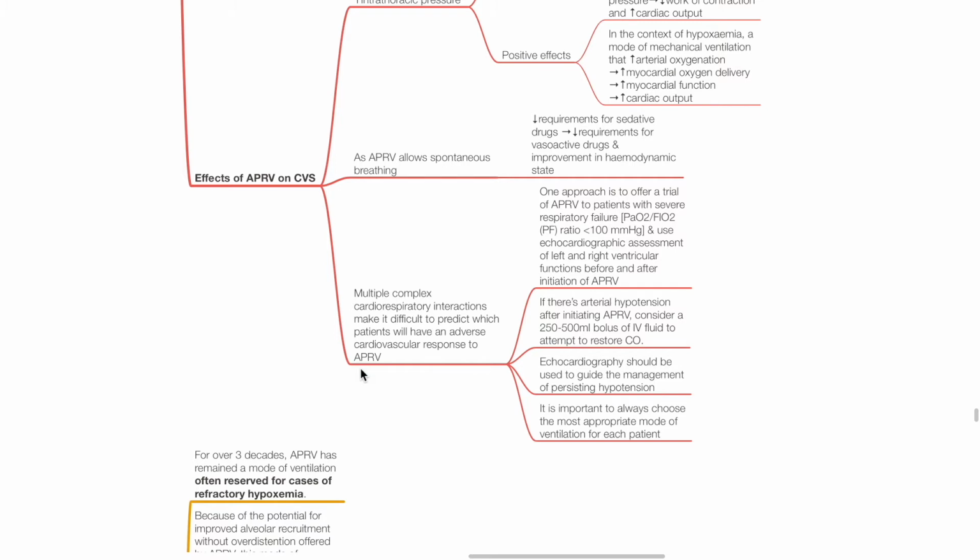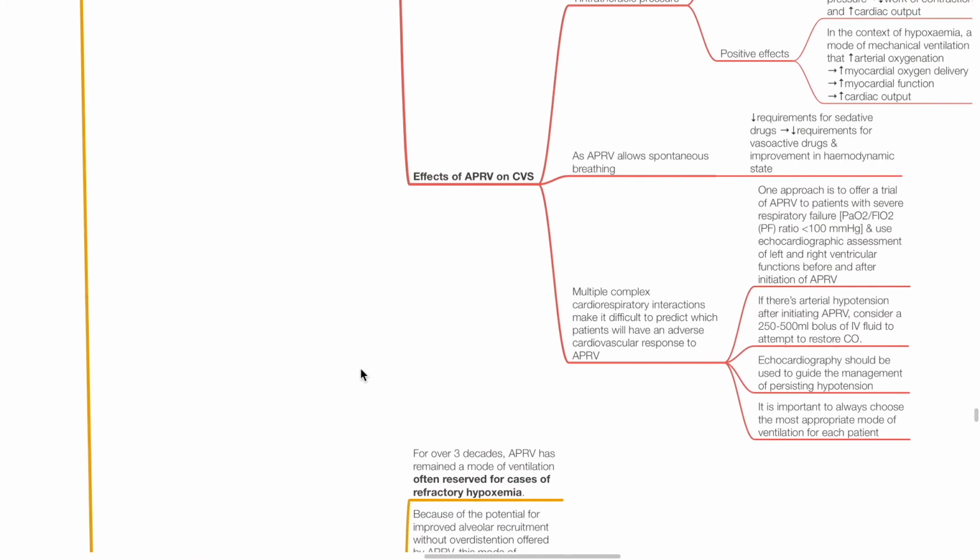If there is arterial hypotension after initiating APRV, consider a 250 to 500 ml bolus of IV fluids to attempt to restore cardiac output. Echocardiography should be used to guide the management of persisting hypotension. It is important to always choose the most appropriate mode of ventilation for each patient.